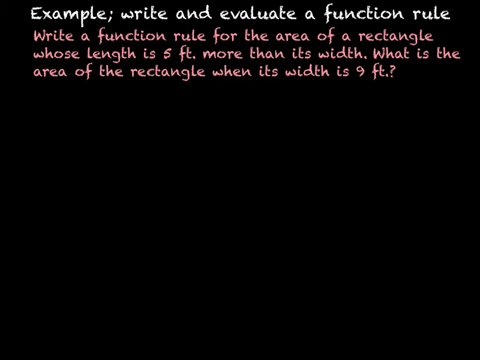In this next example, write a function rule for the area of a rectangle whose length is 5 feet more than its width. What is the area of the rectangle with a width of 9 feet? First thing we need to do is remember our area formula. So that would be area equals length times width. So in my rectangle here, I have a length and I have a width. Okay, so I'm going to multiply those two together.